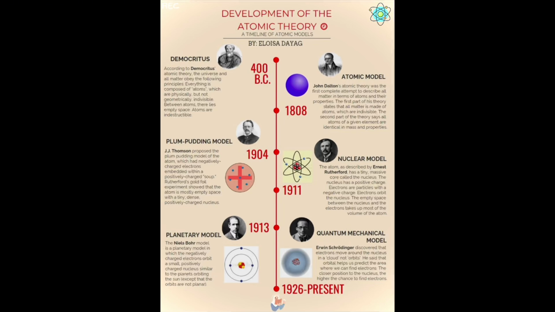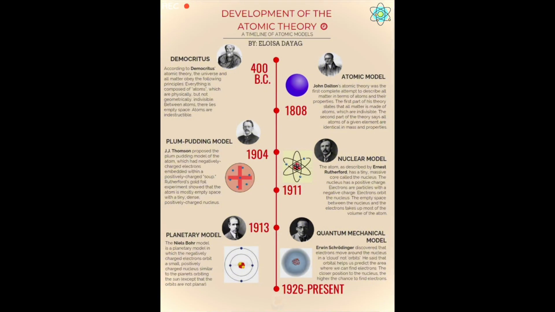After 1808 coming to 1904, J.J. Thomson, who studied both the atomic model by John Dalton and the atomic theory by Democritus, he proposed a plum pudding model of the atom. This showed that negatively charged electrons are embedded inside a positively charged soup. This positively charged soup that we are talking about is later known to be the nucleus, but J.J. Thomson is mainly famous for his famous gold foil experiment. The gold foil experiment showed us that the atom is mostly empty space with a tiny, dense, positively charged nucleus.